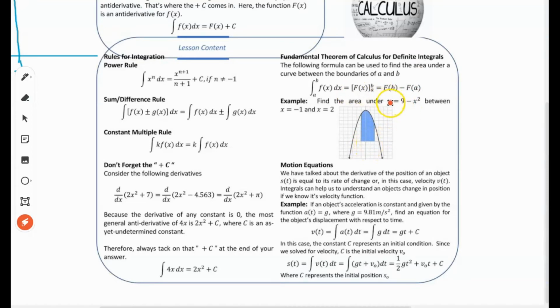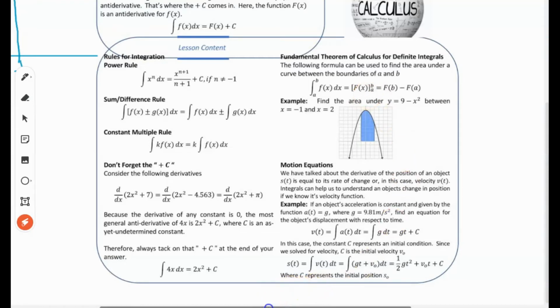Notice that you don't need a C value in this case. You could put it in. It won't change anything. You don't even need to know what it is. And the reason is, if you have a C value, you'll have that C value for here, and then you're going to subtract the exact same C value for here. So you have C minus C. It's going away either way, right? So no need to actually worry about it.